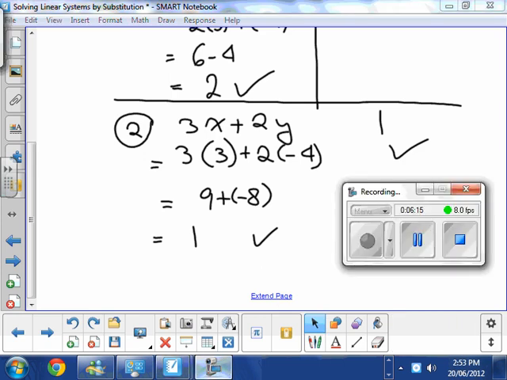And what I really like about this check is that I do not need to check the back of the book. I know I'm right. I don't need to ask my teacher. Thank you.